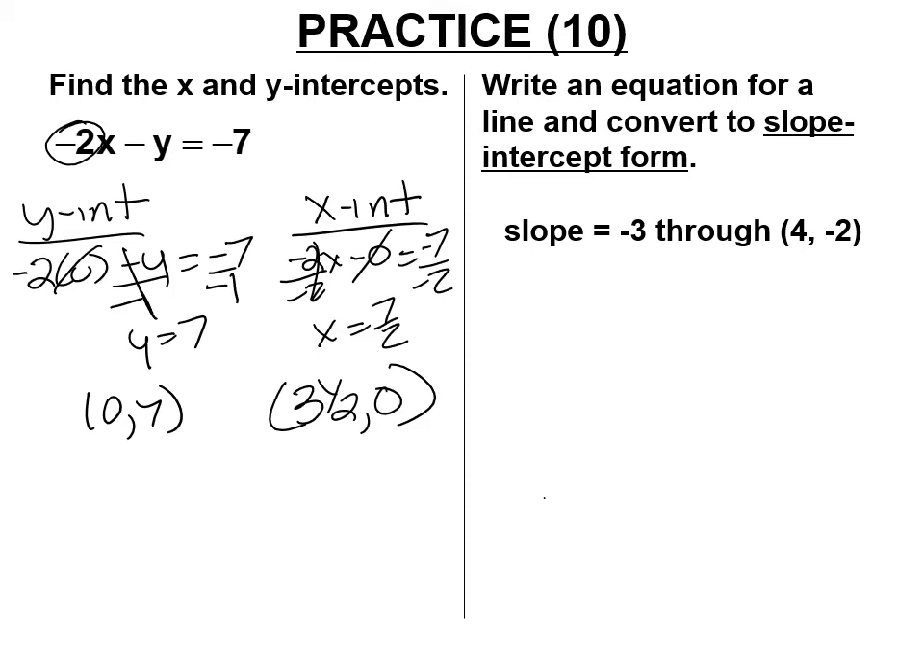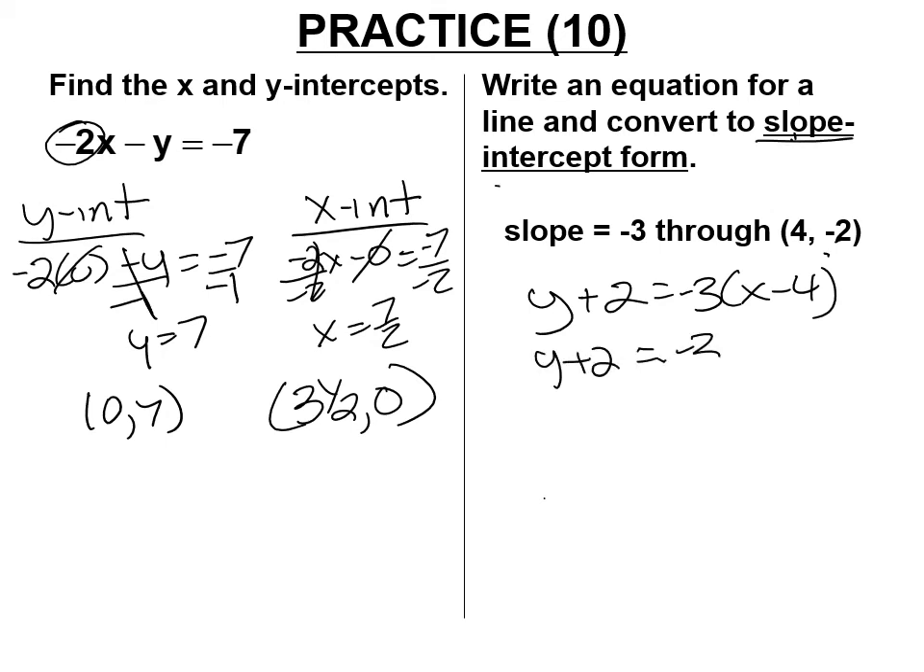So slope-intercept form. All right, so we have a slope and we have a point. So we're using y plus 2 equals -3 times x minus 4. But you're not allowed to leave it that way because it says slope-intercept form. So we're doing distributive property, -3x plus 12, and we're subtracting 2, and we get y equals -3x plus 10.